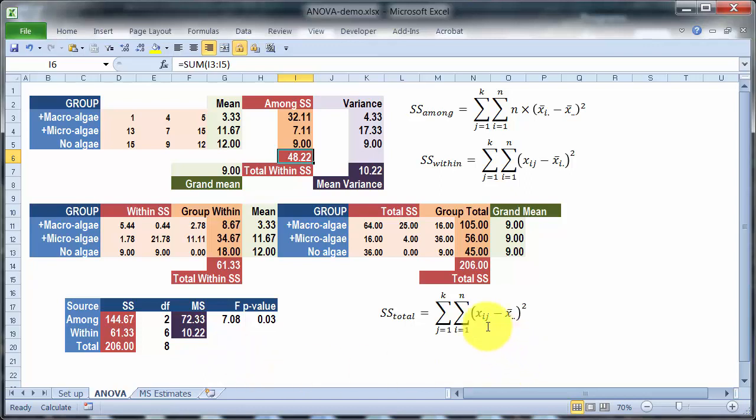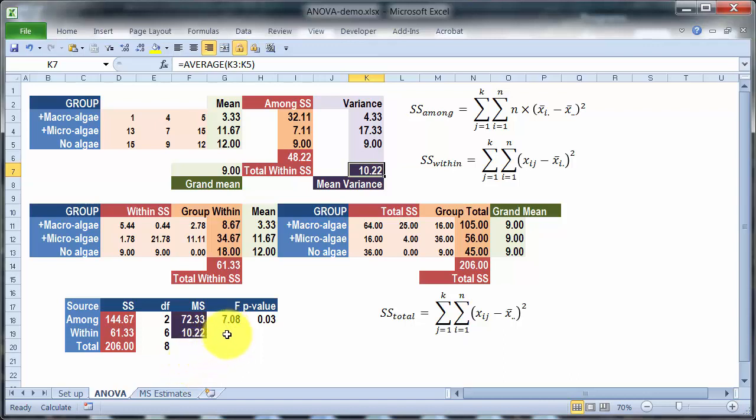We take the total variation and divide it into 2 bits, the bit that is completely within groups and the bit that is among groups. And the within groups makes clear sense. Up here, I've calculated the variances, and if I calculate the average variance, I get 10.22, which is mean square within. So mean square within in the analysis of variance is just the average of the variances for the different groups.